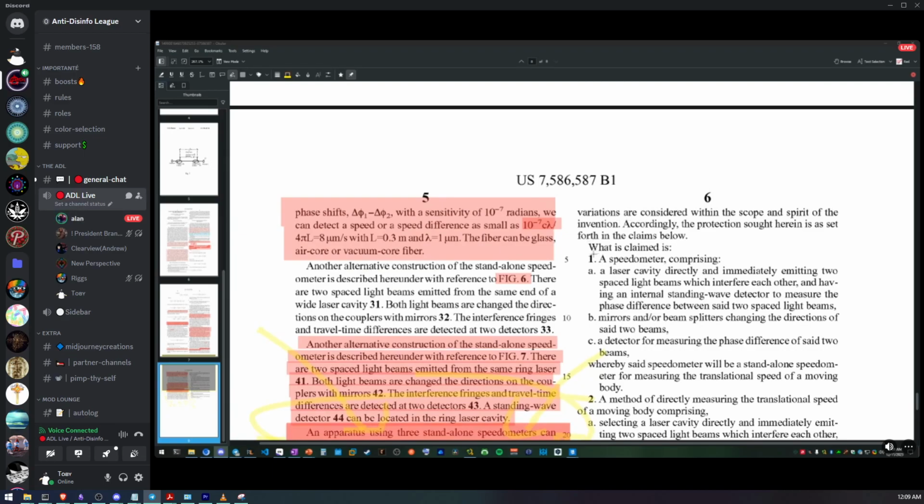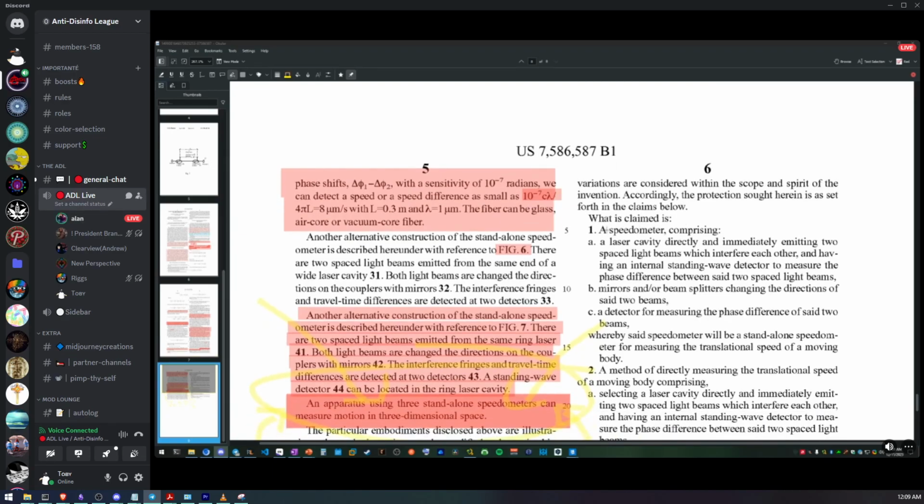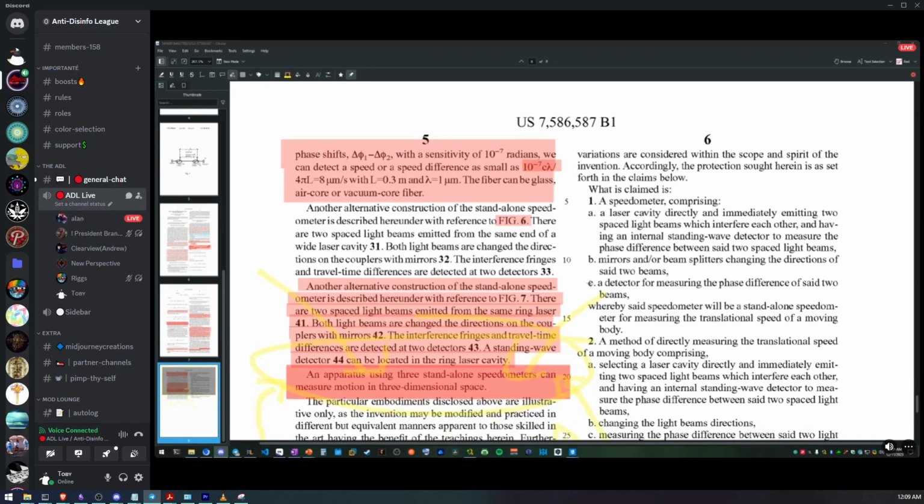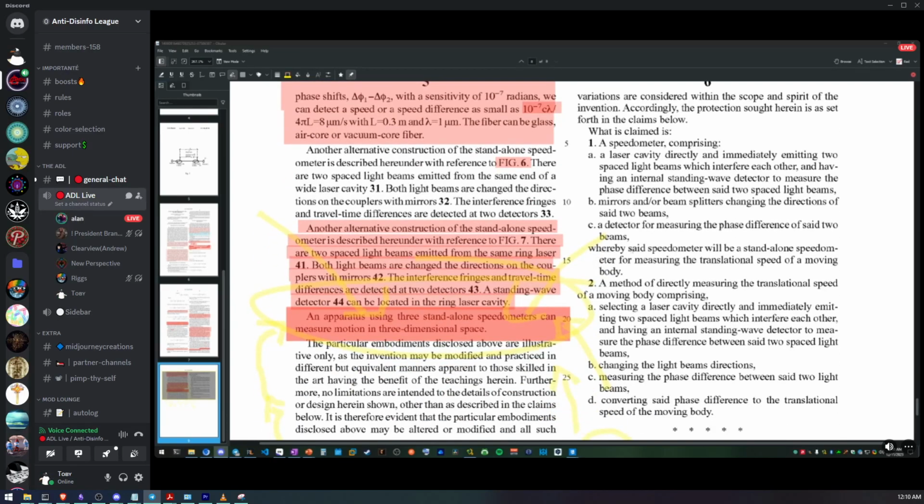What is claimed? 1. A speedometer comprising: A. a laser cavity directly and immediately emitting two spaced laser beams which interfere with each other, and having an internal standing wave detector to measure the phase difference between said two spaced light beams; B. mirrors and/or beam splitters changing the direction of said two beams; C. a detector for measuring the phase difference of the two beams, whereby the speedometer will be a standalone speedometer for measuring the translational speed of a moving body.